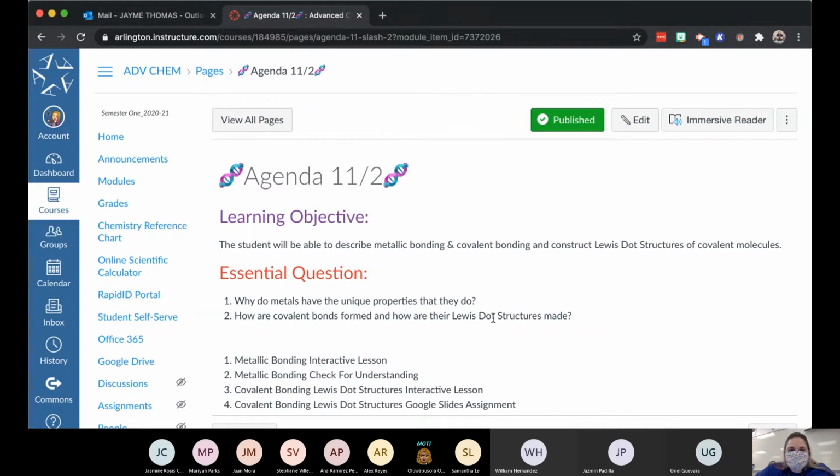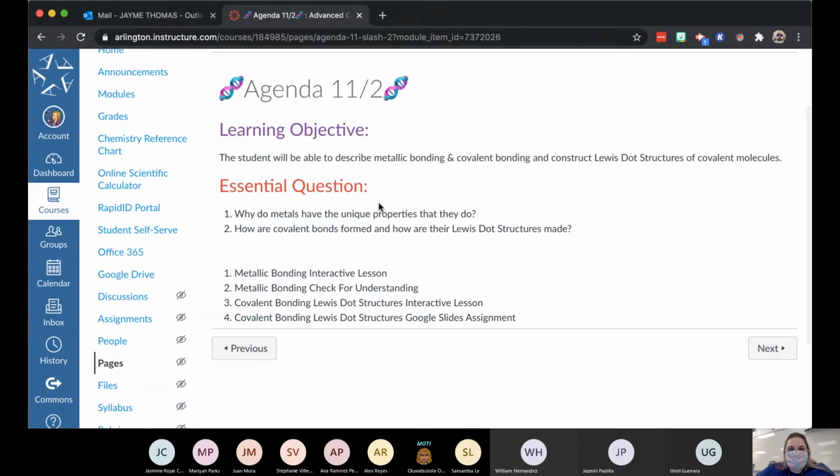As I said, there's two parts to today. You're going to describe metallic bonding, and then you're also going to describe covalent bonding and construct those Lewis dot structures for covalent molecules. And that's what the two questions are for today. Why do metals have the unique properties that they do? We should be able to answer that. And then, how are covalent bonds formed, and how do we draw their Lewis dot structures?